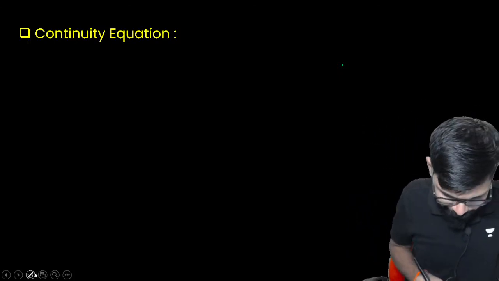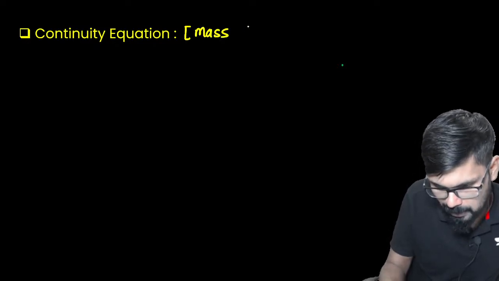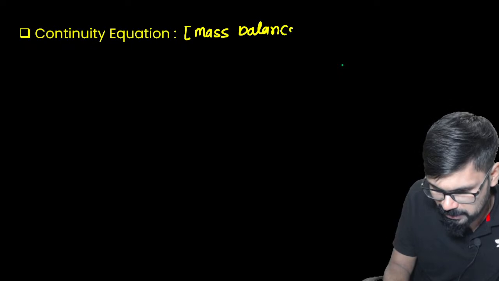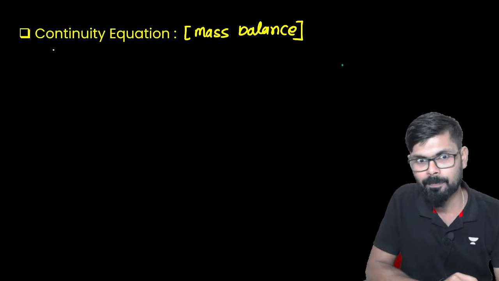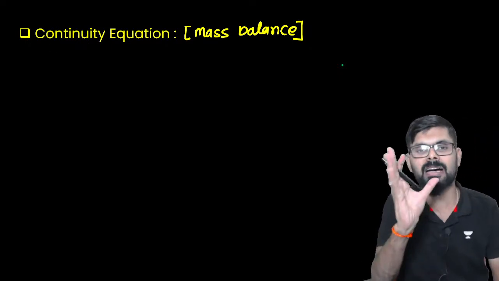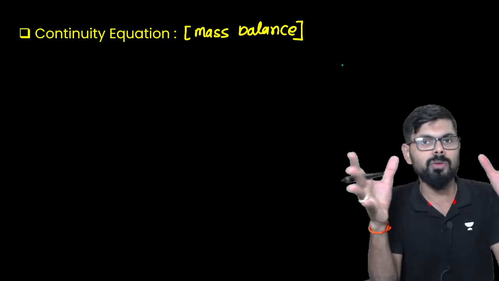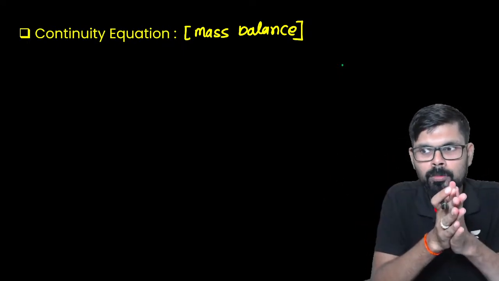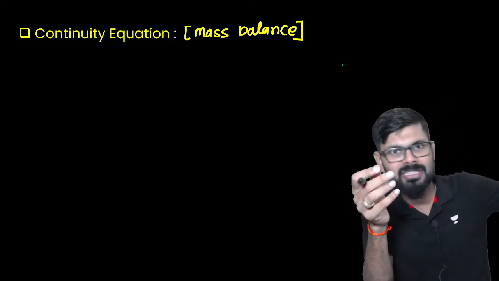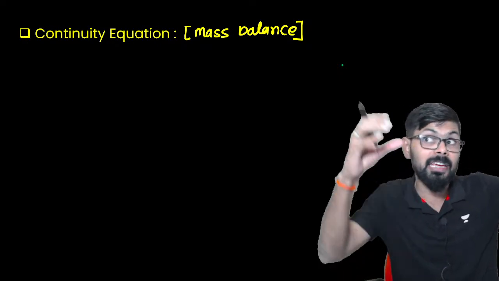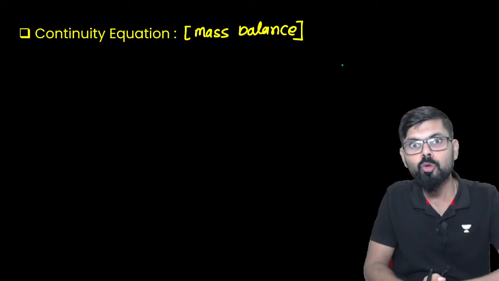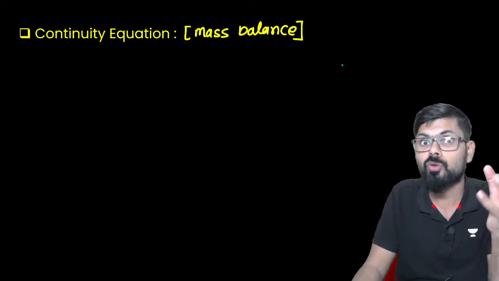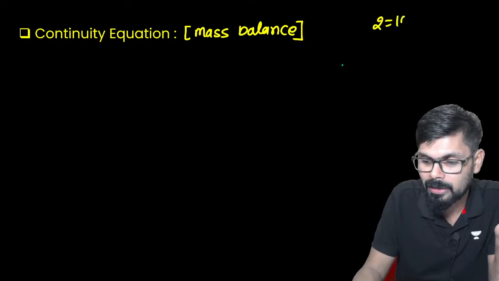Okay, now the continuity equation is basically based on the law of conservation of mass. This is basically based on mass balance. What is mass balance? Suppose you are sitting in one room. In that room 10 kg per second of mass is entering, 8 kg per second of mass is leaving. So how much mass is going to accumulate? That is 2 basically. So here if someone asks you to write the mass balance equation, then I'll write 2 is equal to 10 minus 8.